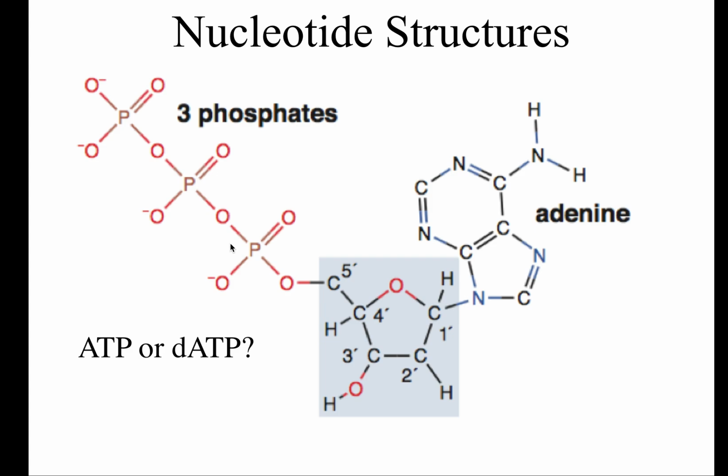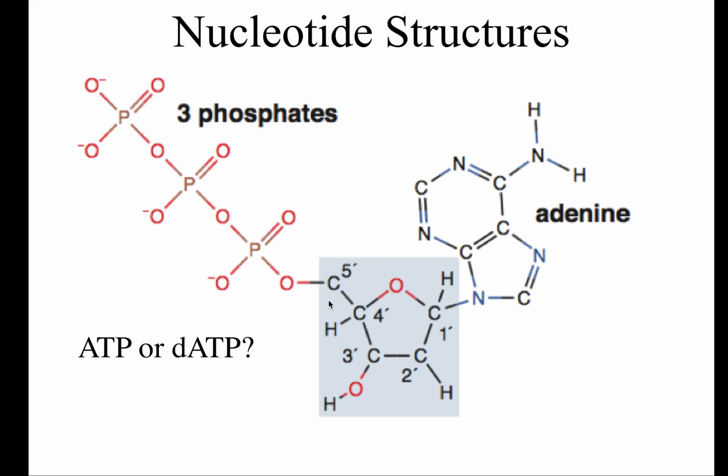Nice big diagram here to show you again. 1, 2, 3 phosphates, sugar in the middle. I know that this is DNA, dATP, because it's missing this oxygen here on the 2' carbon. And then this happens to be an A base because it has adenine for the base. If it was a thymine over here, that would be called T. If it was a guanine over here, it would be called G. If it was a cytosine over here, it would be called C.